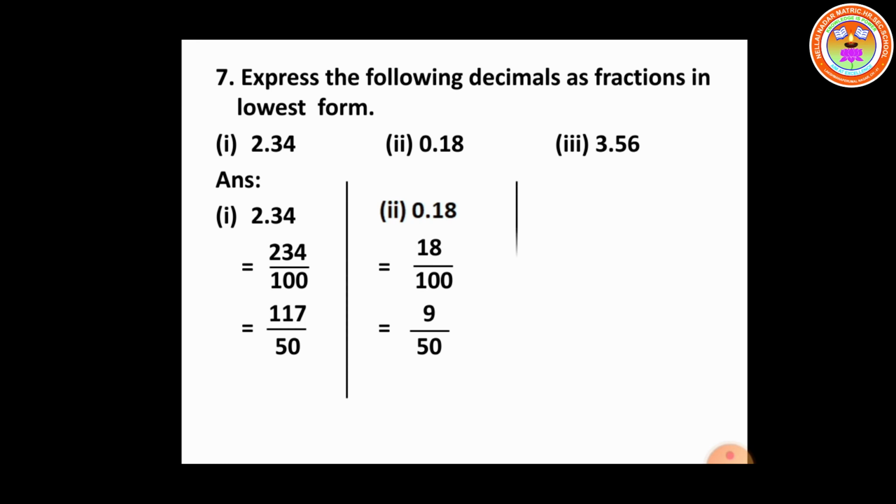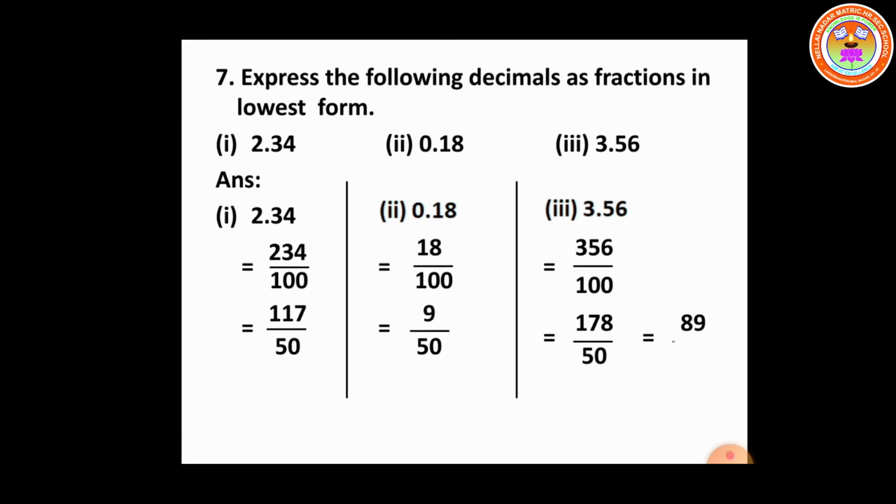Let us see the third subdivision. 3.56 is given. It also has two decimals, so we have to divide by 100. 356 divided by 100. So when we divide by 2, it becomes 178 by 50. Again by 2, it becomes 89 by 25.